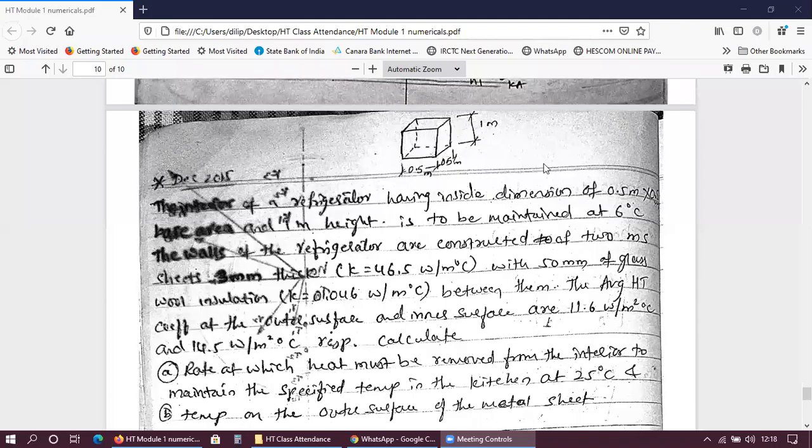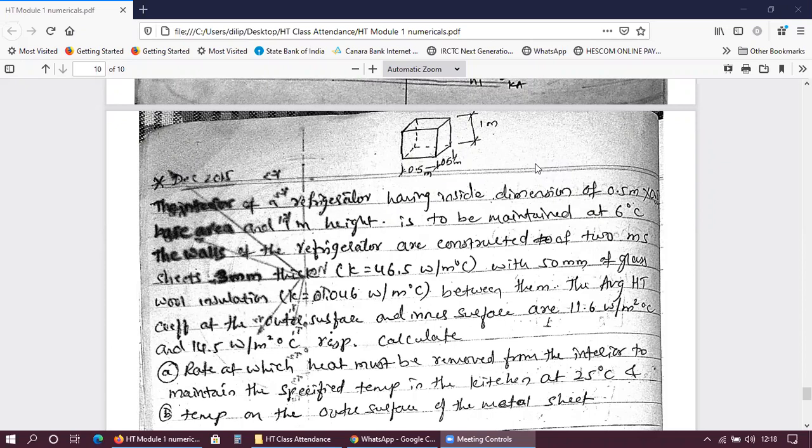So the problem statement is something like this: the interior of a refrigerator. The spelling is not clear, as the ink has faded over there, so please note down the problem better so that it will be easy for you to understand. The interior of a refrigerator having inside dimensions of 0.5 meter into 0.5 meter base area.